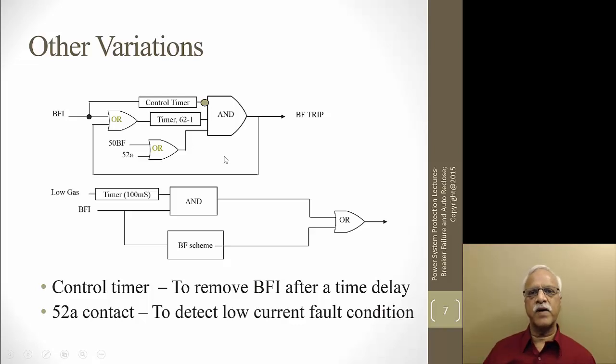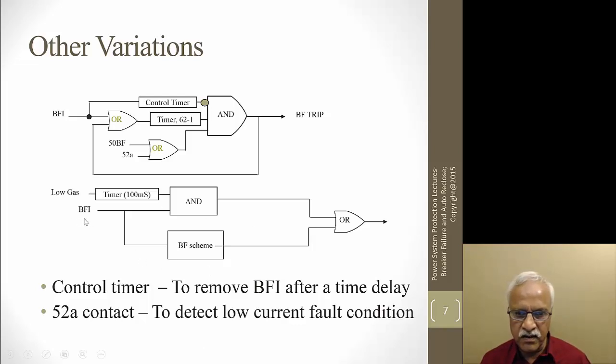And in SF6 breakers, we know that if the pressure of the SF6 is below a certain value, then we don't allow operation. The breaker will get blocked. So it's block, close, and trip for SF6 breakers. So under such conditions, if we know that there is a low gas, we can bypass the breaker failure timer and trip it faster right away without any time delay. So these are some of the schemes which are used, and sometimes they use a control timer.